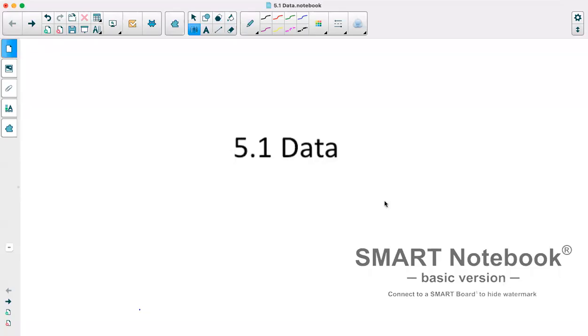Hi, today we are starting our statistics unit. So our first section is section 5.1, which deals with data. So we'll learn things like our mean, median, mode, and range.